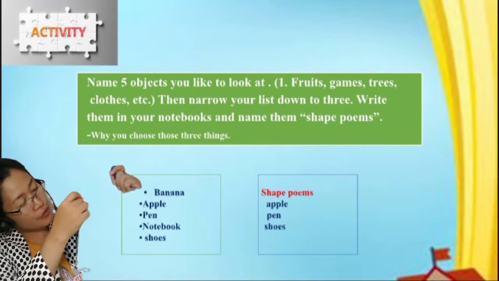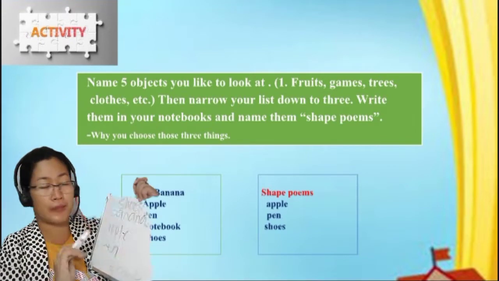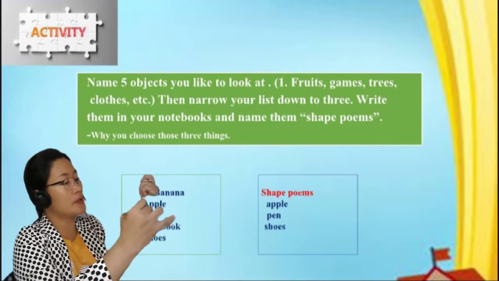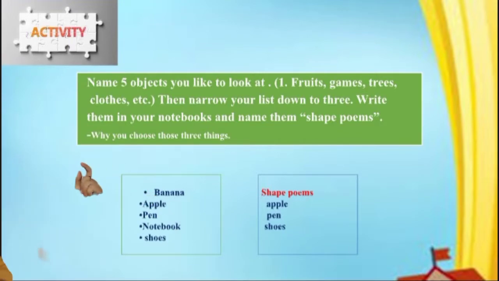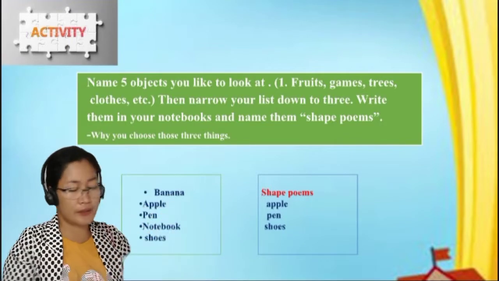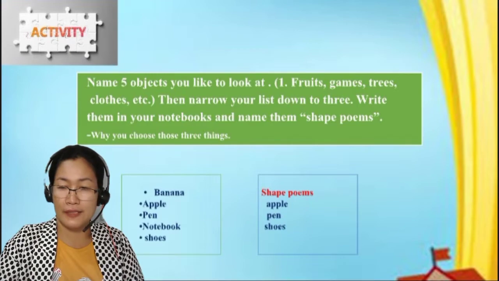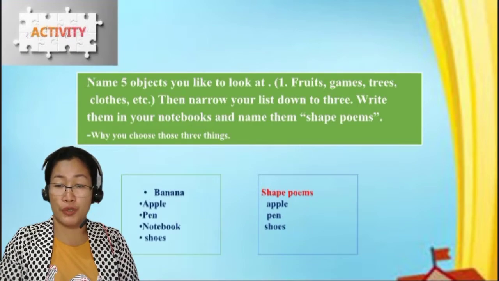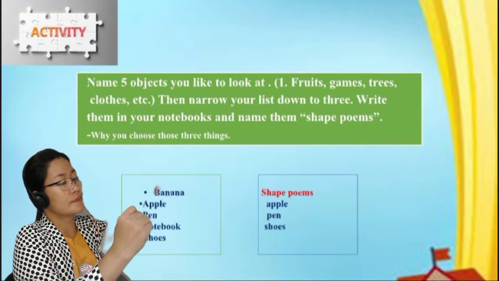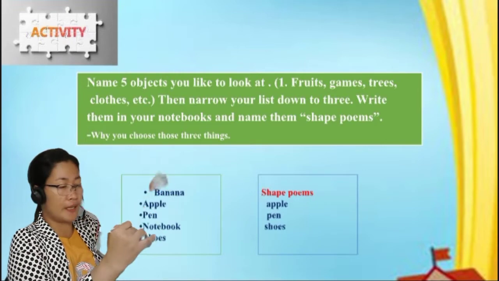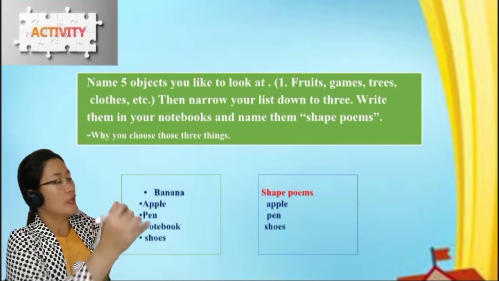Okay, shoes. So I have 5 objects: shoes, banana, apple, pen, and notebook. And we have to narrow them into 3. For example, I choose apple. Next is pen. And the other one is shoes. Apple, pen, and shoes.